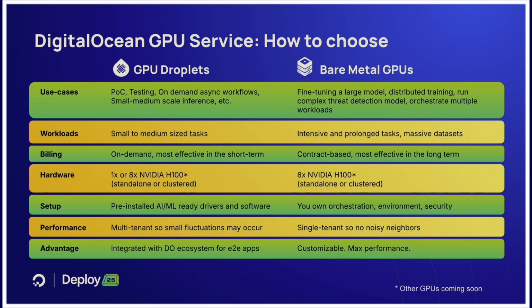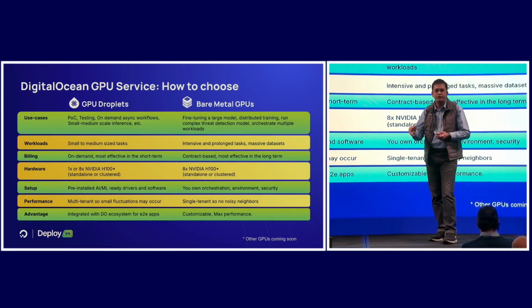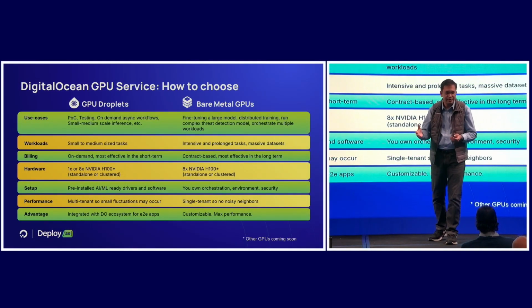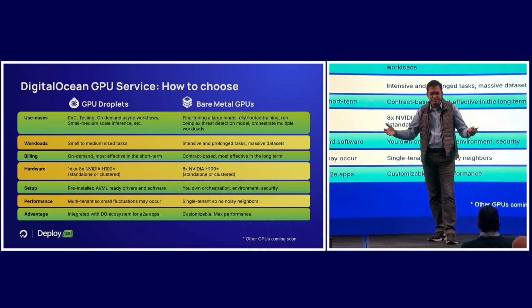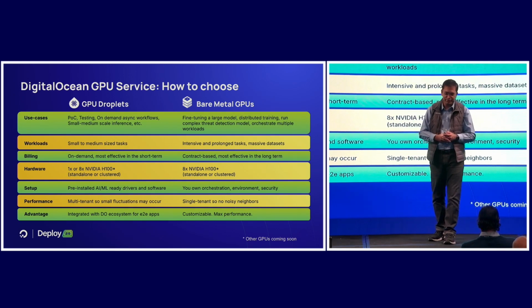Now, here's a way to look at the use cases. As I mentioned, GPU droplets are easy to use. If you have async workloads where you want to use GPU only for a period in time in a day or a day in a week, this is the best thing for you to go use.